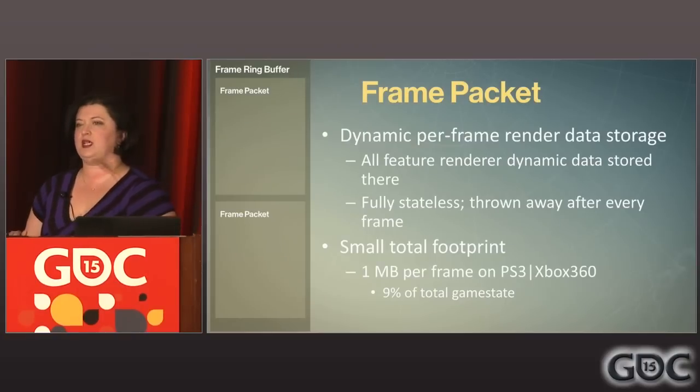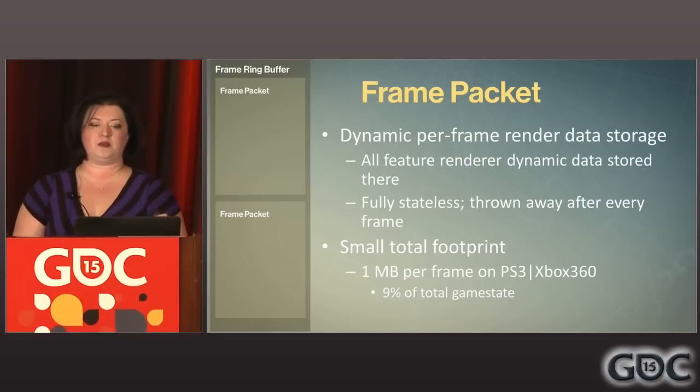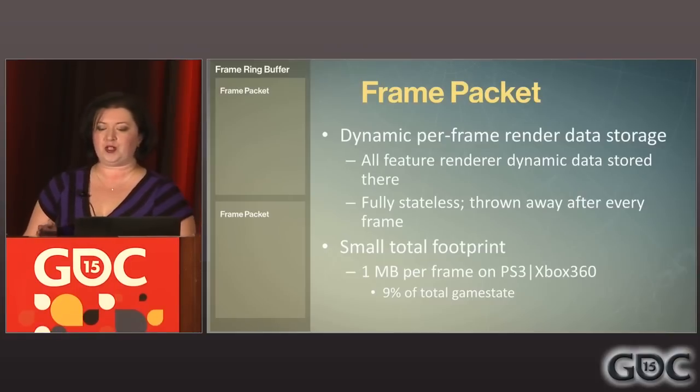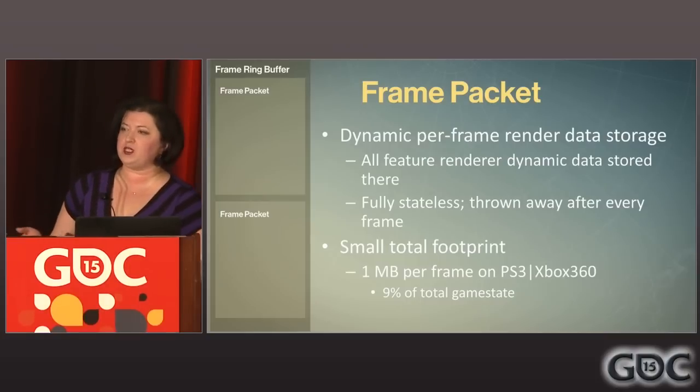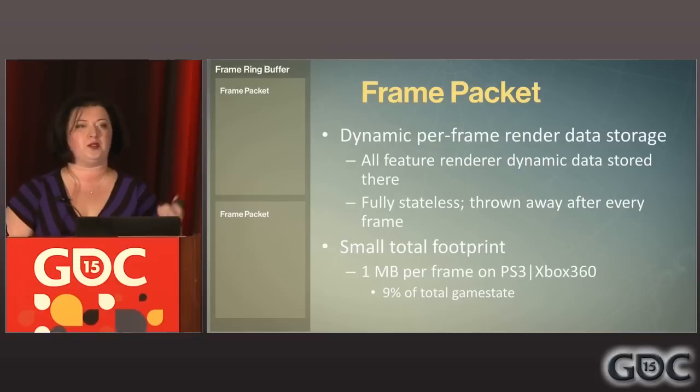Now, we store all of the dynamic data, be it extracted or converted to GPU representation, in a custom data structure called the frame packet ring buffer. This is a multi-thread allocation safe data structure that is fully stateless. We generate it every frame and we throw it away every frame. Each frame's worth is referred to as a frame packet. It has a fairly small footprint. We store about 1 megabyte on last-gen consoles, which for comparison is only 9% of the total game state on those consoles. For comparison, for Reach, we copied about 10 megabytes every frame to a mirror.